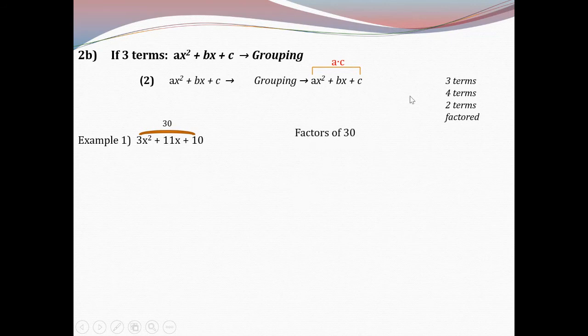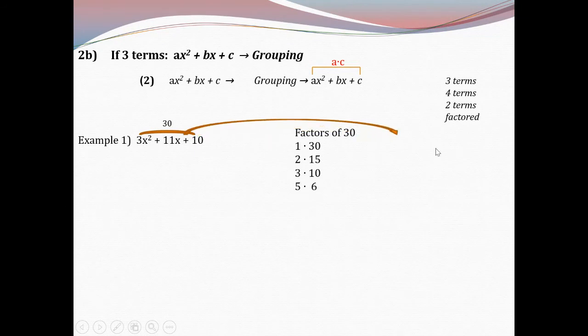Factors of 30. How can we get 30, guys? And this is crucial here. The 3 terms, 4 terms, 2 terms, and factor. We start with 3 terms. Then my next step here, you have to have 4 terms. Okay, this is like a guide here. So 1 times 30, 2 times 15, 3 times 10, and 5 times 6.